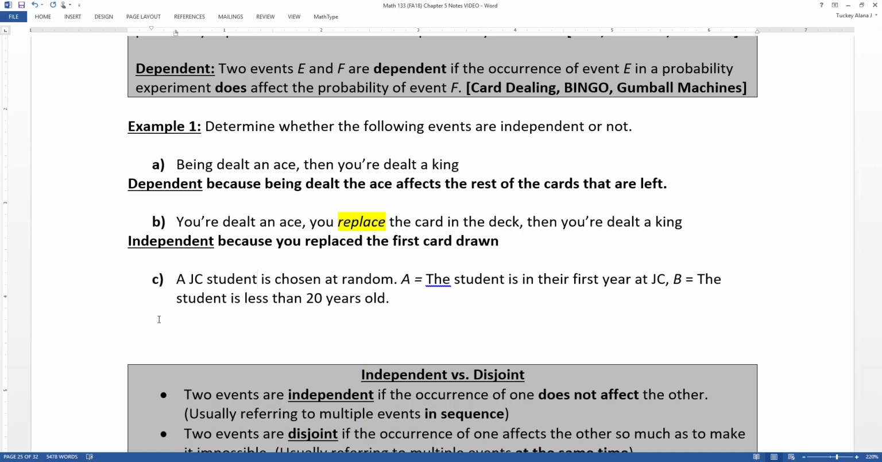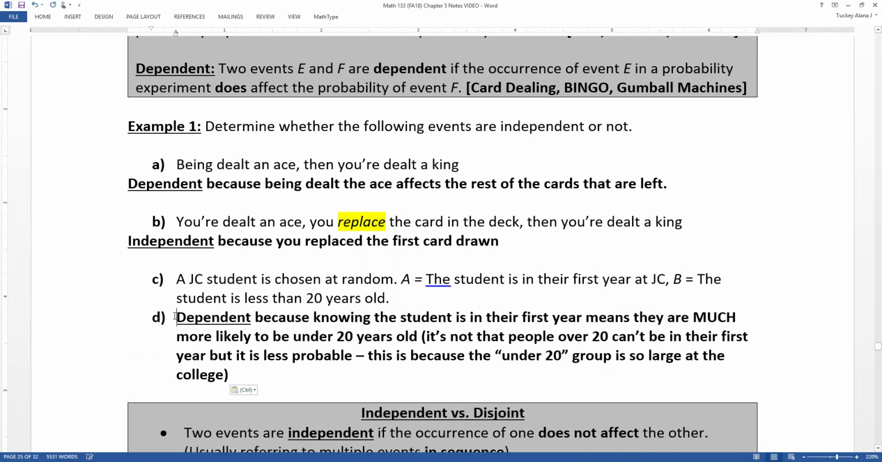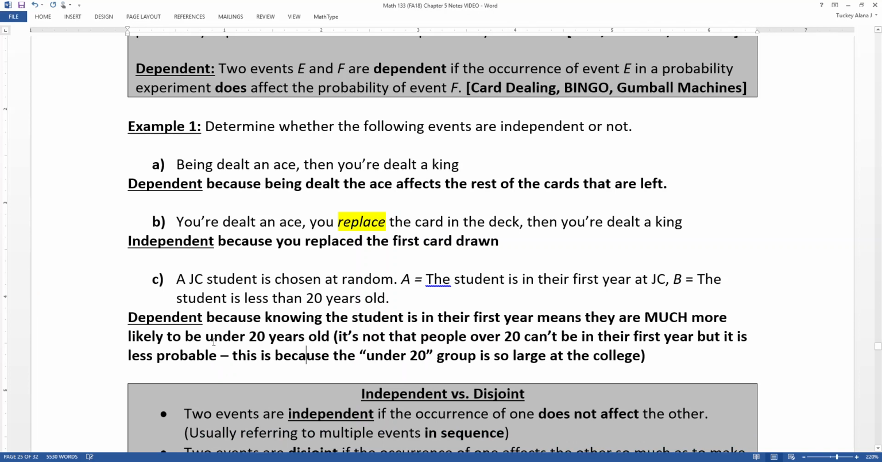it's not non-existent. They could be 35, but the vast majority of students that are in their first year are under 20 years old. Right? So it's a much larger group of under 20 first years than it is 35-year-old first years. So because of that larger group, if I know that they're in their first year, then they're much more likely to be under 20 years old. It's not that people over 20 can't be in their first year, but it's much less probable. And that's, again, because the under 20 group is so large at the college.